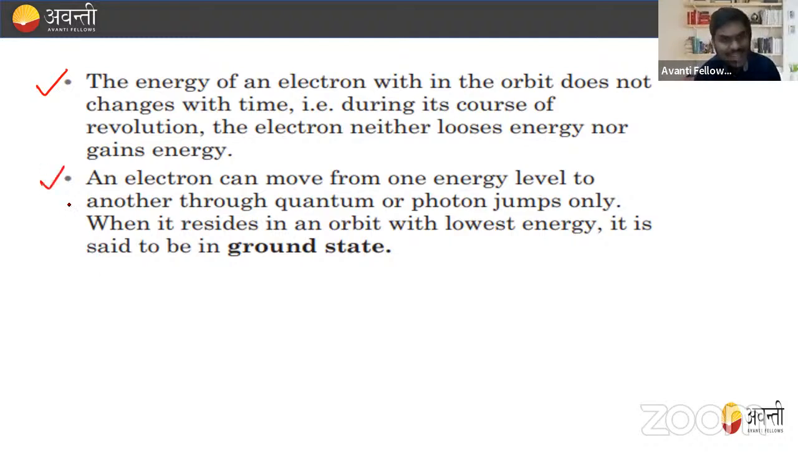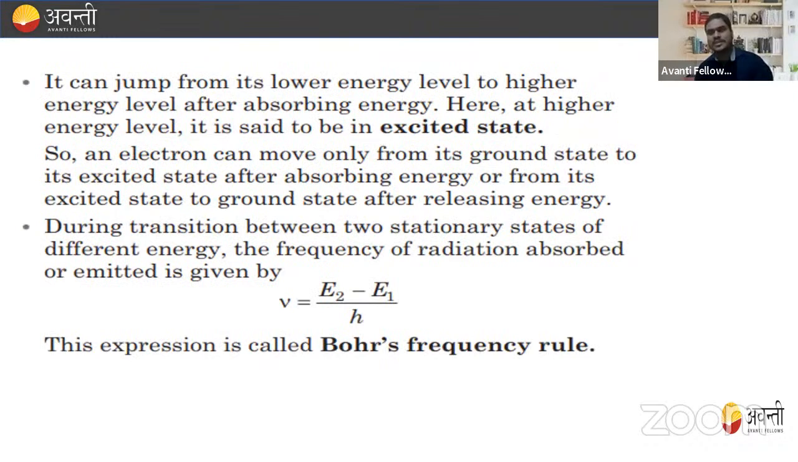Now, an electron can move from one energy level to another through quantum or photon jumps only, right? It means when we give light of suitable frequency, then the electron may jump from one energy level to another energy level, right? When it resides in an orbit with the lowest energy, it is said to be in the ground state. So when it is present in the lowest energy level, it is said to be the ground state. For example, if the electron is present in the K shell or n equals one shell, then this is the ground state. Okay, so I hope this is clear to you.